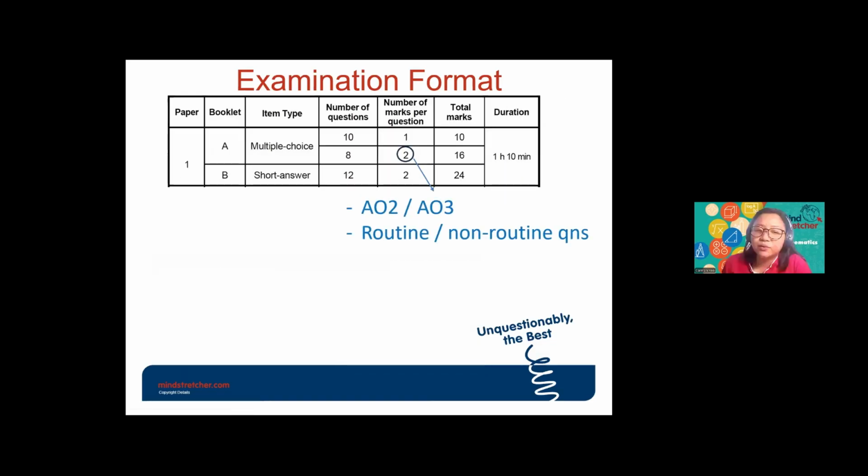That's why I mentioned the 8 marks MCQ. So it could be AO2 or AO3. AO3 maybe just 1 or 2, maybe question 17 or question 18. It could be a non-routine type of question where you'll be required to think more. If not, then it shouldn't be an issue for your AL2 question.